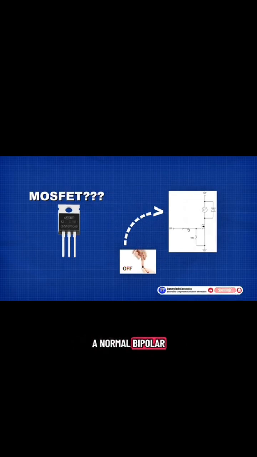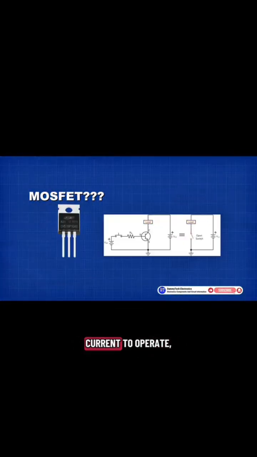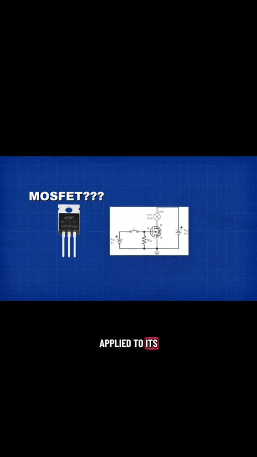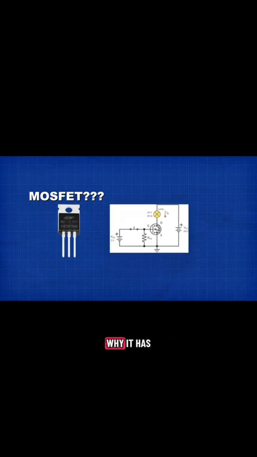Unlike a normal bipolar transistor that needs current to operate, a MOSFET is controlled by voltage applied to its gate terminal. And that is why it has very high input impedance and very fast switching speed.